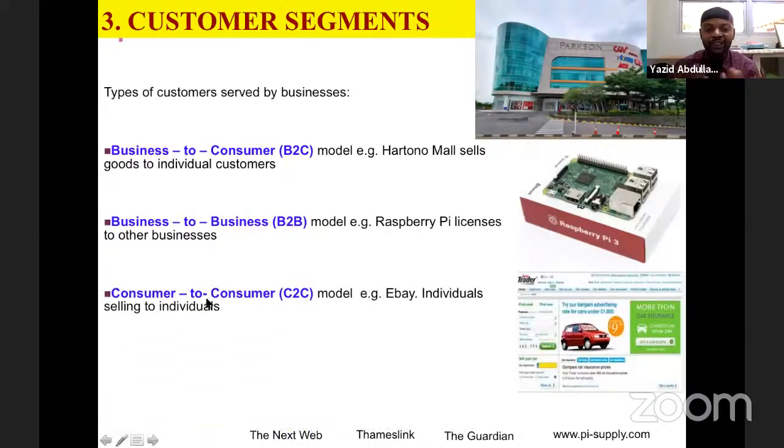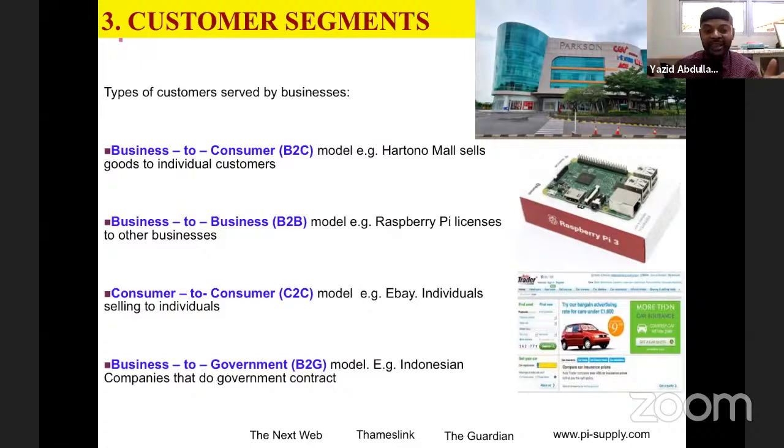You can also decide to be a customer-to-customer business. For example, eBay is customer-to-customer because it connects individuals to individuals. And you can even be a business-to-government business. So you target government as your primary customer. For example, I am sure there are literally thousands of Indonesian companies that do government contracts. So they make their money by getting contracts from government, and that's primarily how they make their money.